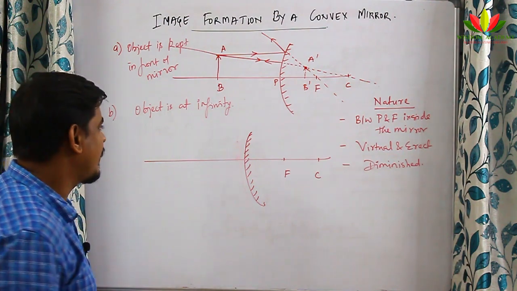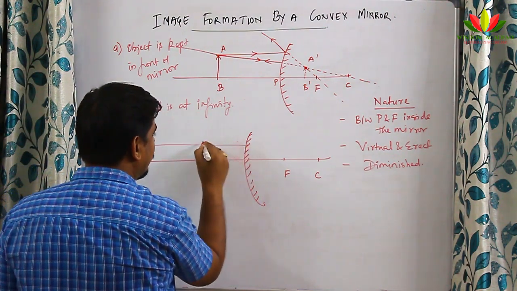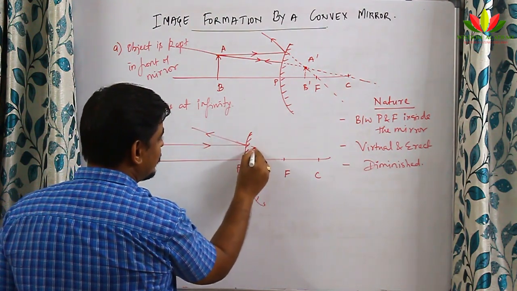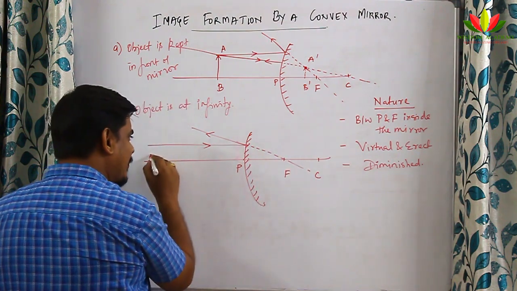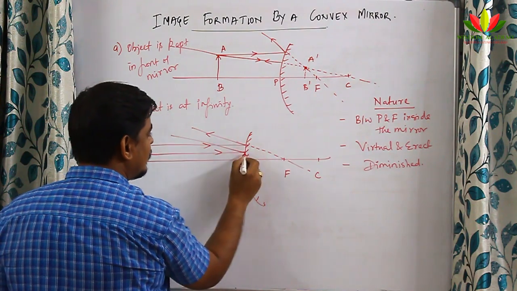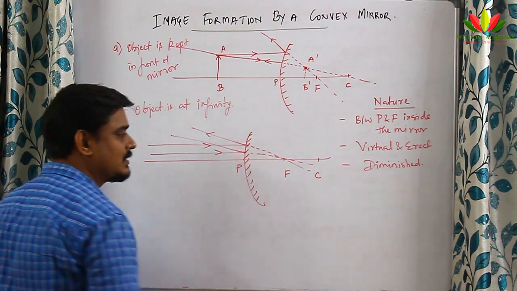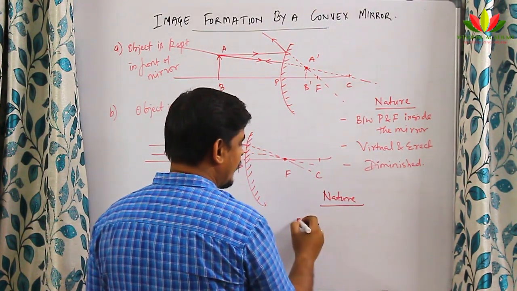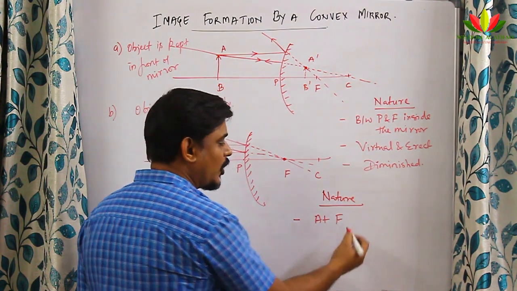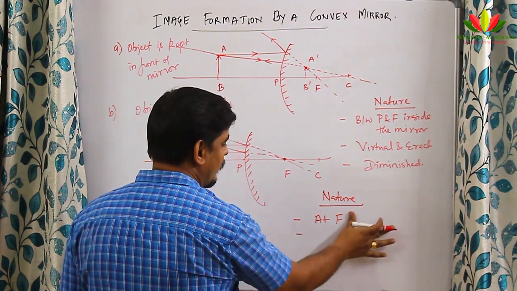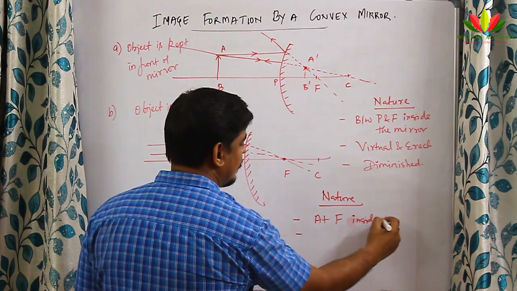When the object is very far, at infinity, one ray will come parallel to the principal axis. It will diverge and appear to pass through focus. A second parallel ray will come, and it will again diverge in such a way that it appears to pass through focus. If you see, all the rays will meet at this point only. In this case, the location is at focus. So when the object is at infinity, the image is formed at focus, inside the mirror.